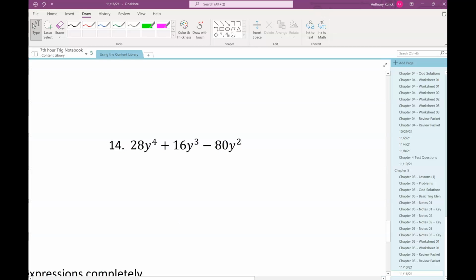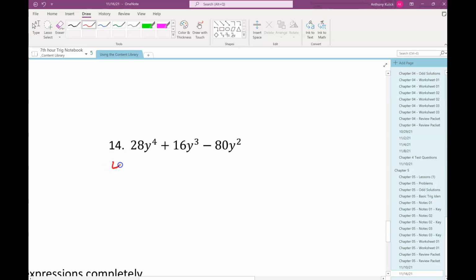So the first thing that we'd want to look for is a greatest common factor. If I look at the coefficients first between 28, 16, and 80, the greatest common factor there has to be just 4 at most, right? Because the 28 is 4 times 7, and certainly 7 doesn't go into 16 or 80. So it's at most 4, and surely 4 goes into 16 and 80 also, right?